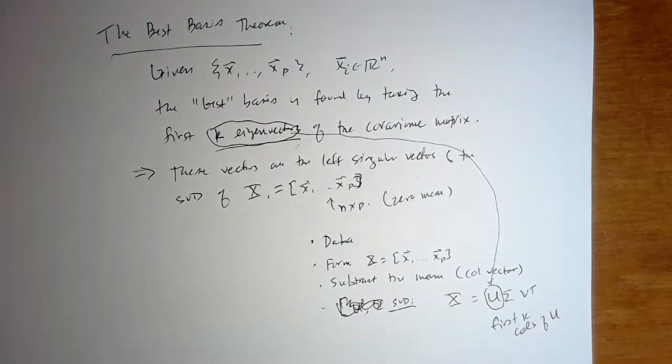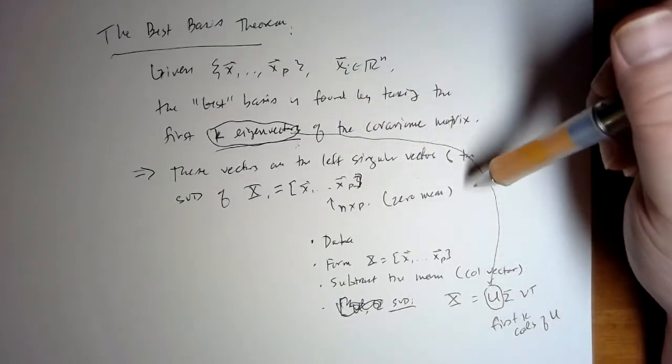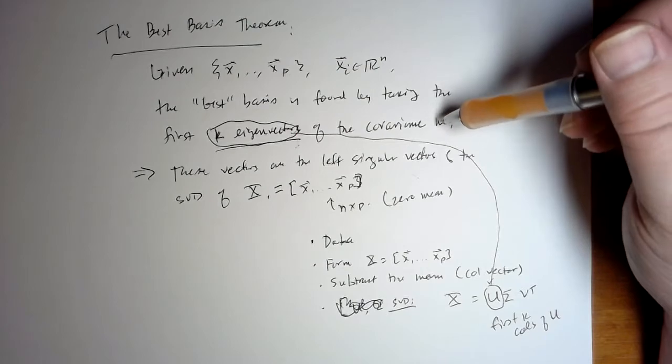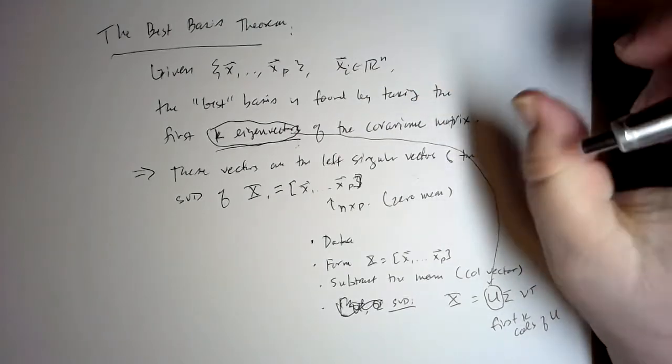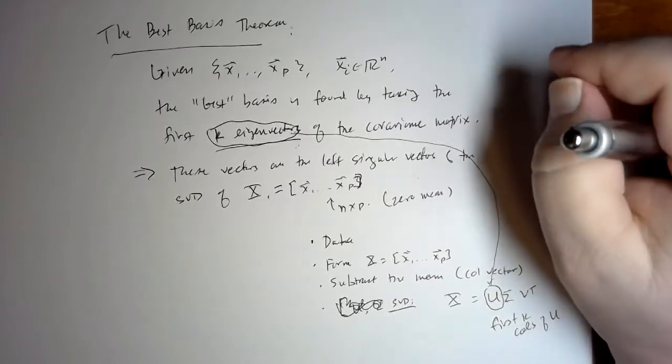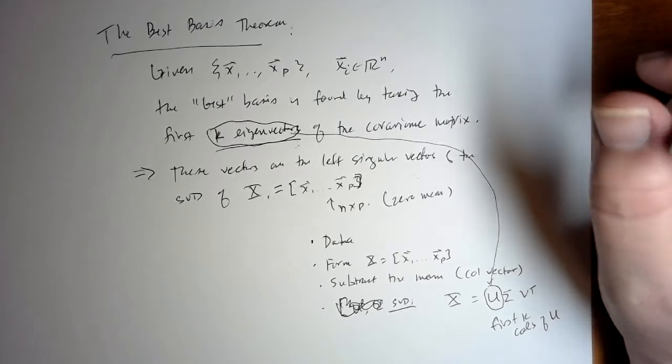Good. So that's the best basis theorem. That's where you find the best basis. So actually you could bypass, and actually we want to bypass the covariance matrix altogether, because XX transpose can be pretty difficult to compute. And in fact, we don't need the full covariance matrix usually.